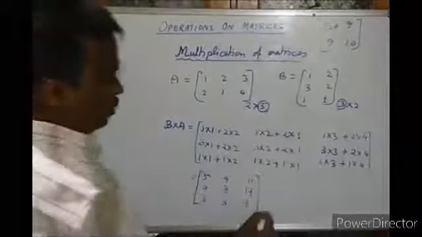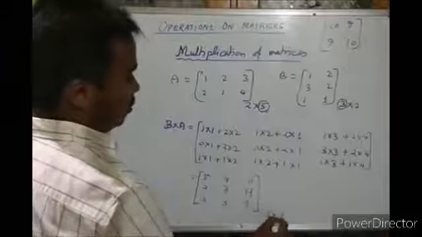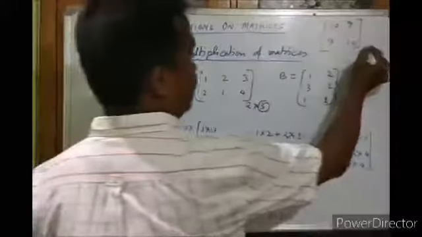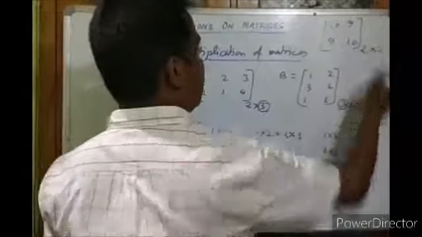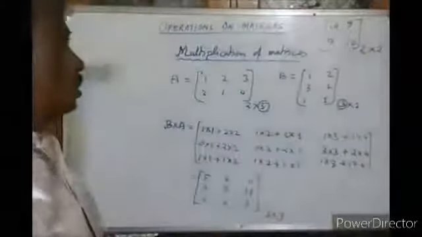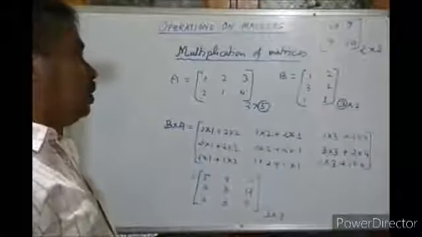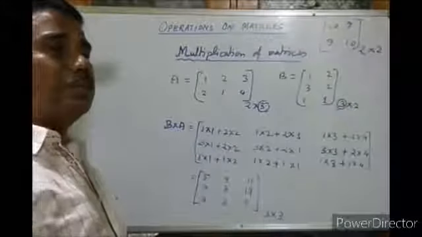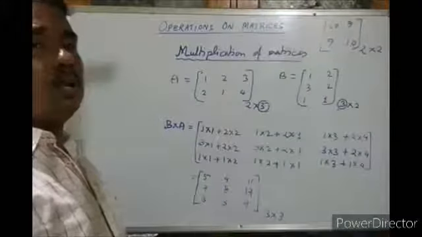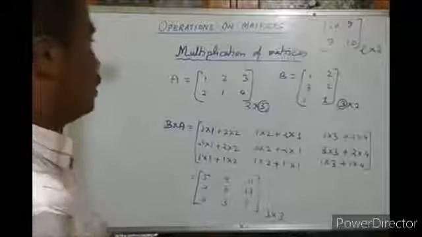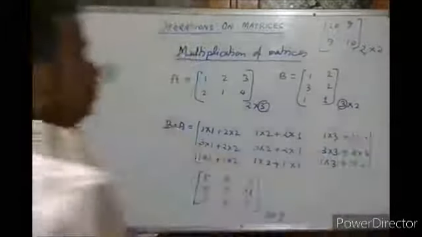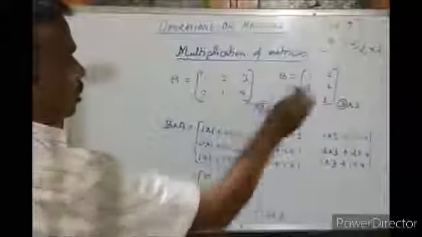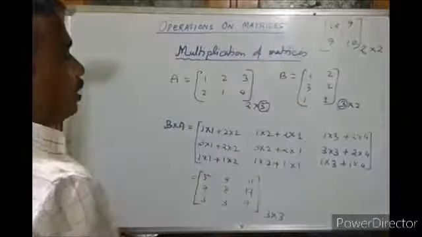So B into A, we see that this is a 3 by 3 matrix, whereas A into B is a 2 by 2 matrix. So A into B is not necessarily equal to B into A. So matrix multiplication is obviously not commutative. Matrix multiplication is not commutative. So in this way we have multiplied two matrices.